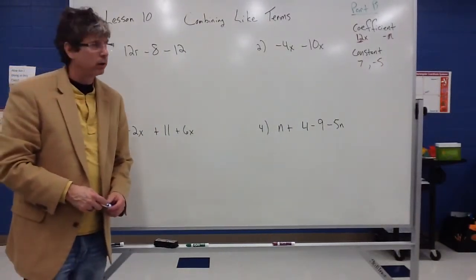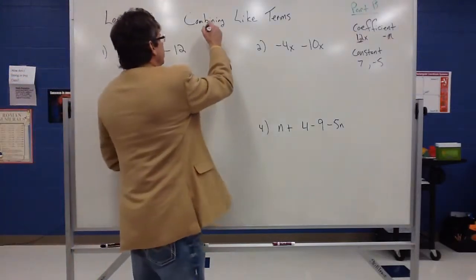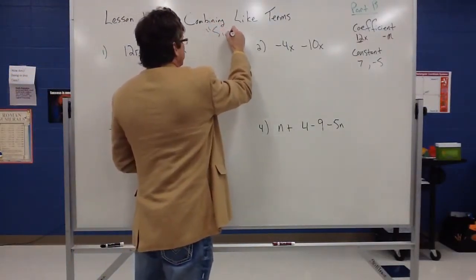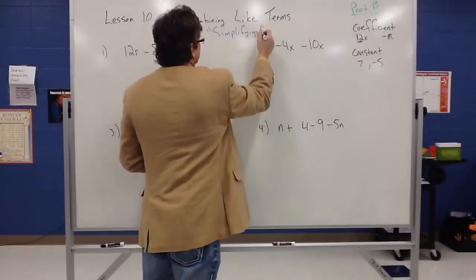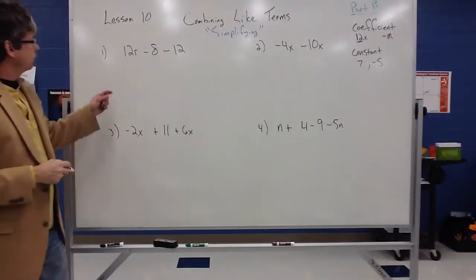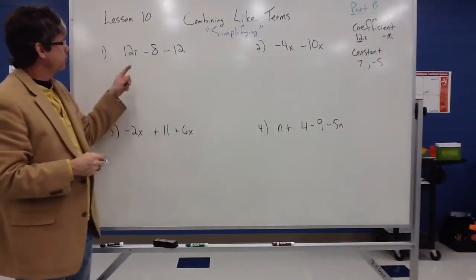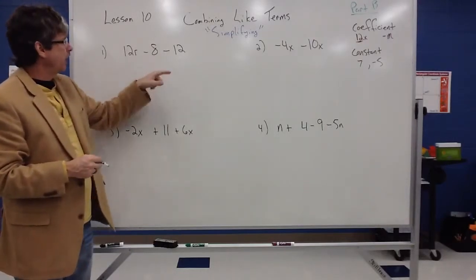So welcome back. We're going to work with combining like terms. Combining like terms is also what we refer to as simplifying. We're just trying to put it in a simpler form. We call them terms because remember we said there's three terms here: a 12h, a -8, and a -12.